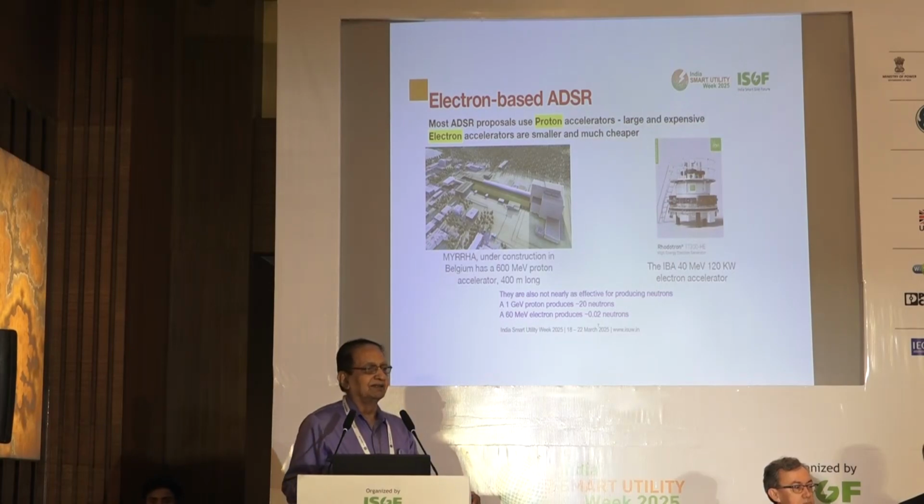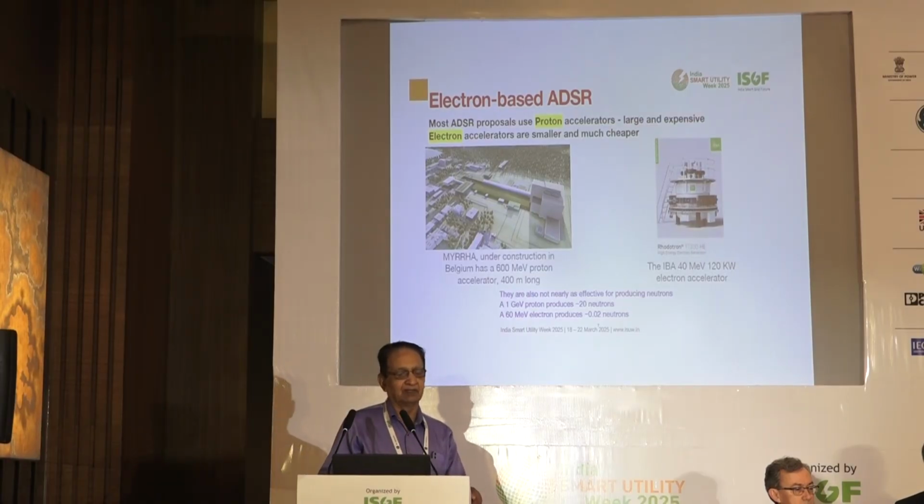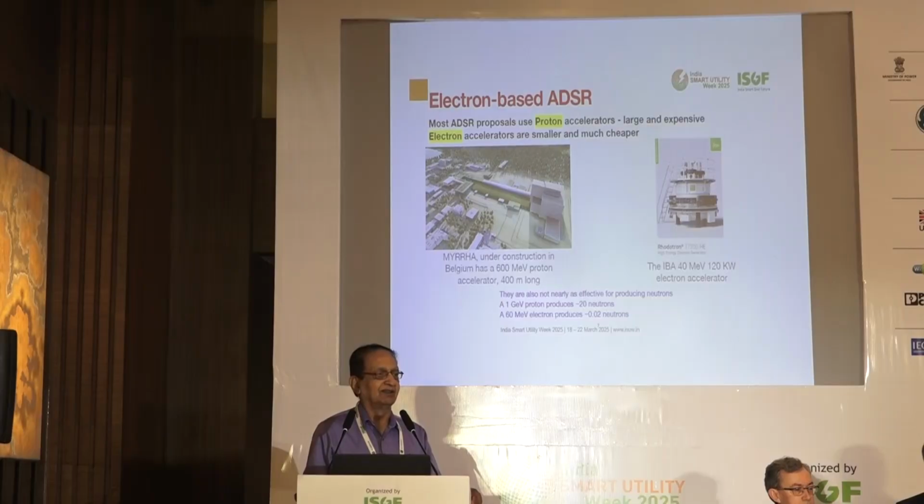Here, there are two ways. Neutrons can be generated using protons, by the spallation process, or they can be generated using electrons, but there is a big difference between the two. Proton accelerators are more efficient in neutron production. For example, a 1 GeV proton can produce about 20 neutrons, whereas a 60 MeV electron can produce only 0.02 neutrons.